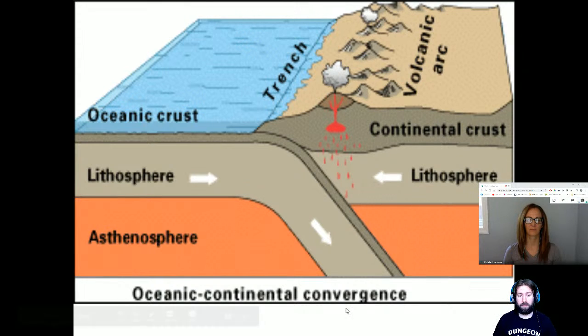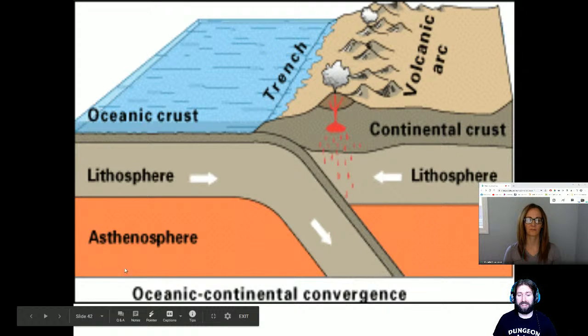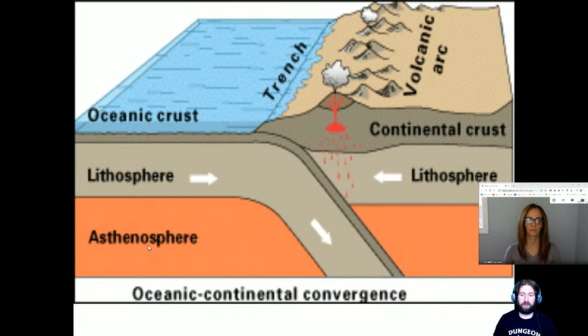Notice too that they've labeled lithosphere for the plates and asthenosphere for that ooey gooey part that moves underneath. Right, that's what's helping to make the features that you see there.